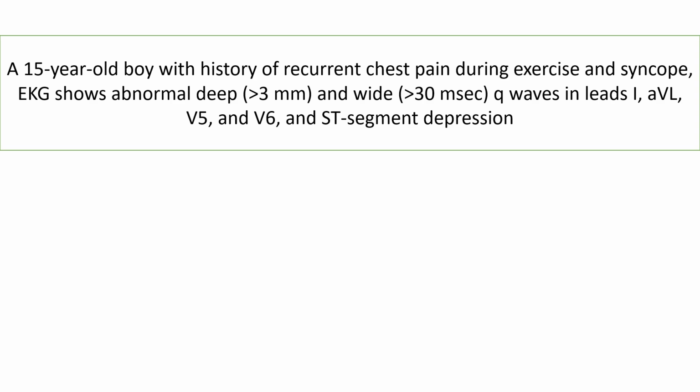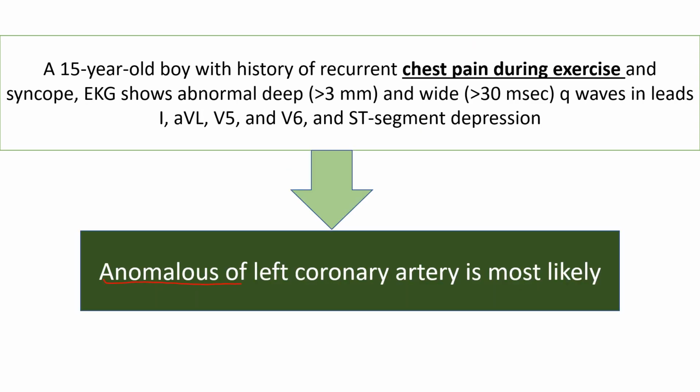A 15-year-old boy with a history of recurrent chest pain during exercise and syncope. EKG shows abnormal deep, more than 3 millimeters, and wide, more than 30 millisecond Q waves in leads 1, aVL, V5, and V6, and ST segment depression. What is the most likely diagnosis? This is a classic presentation of anomalous left coronary artery. This is the most likely diagnosis. So the key point here: chest pain during exertion, during exercise.